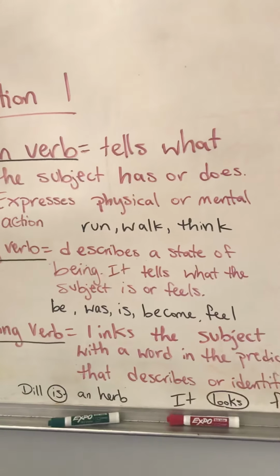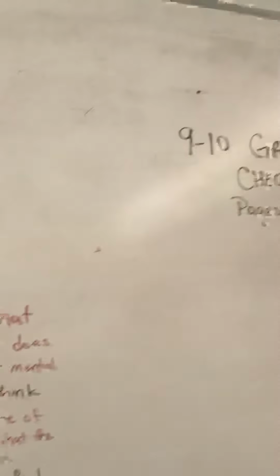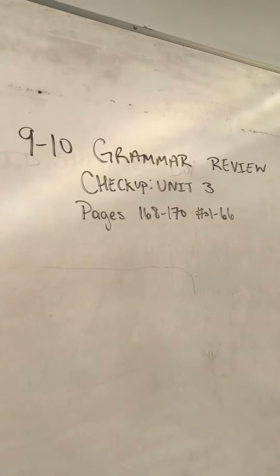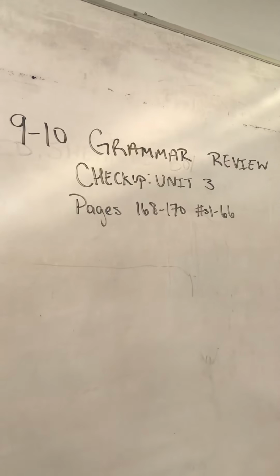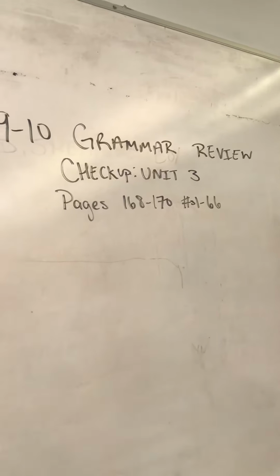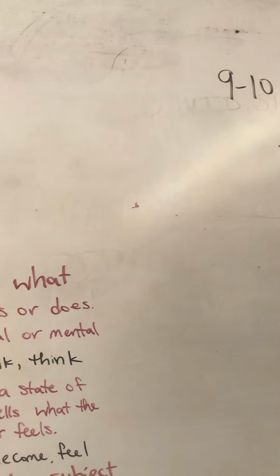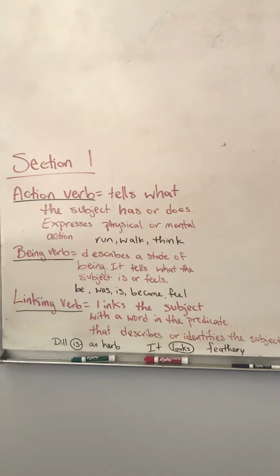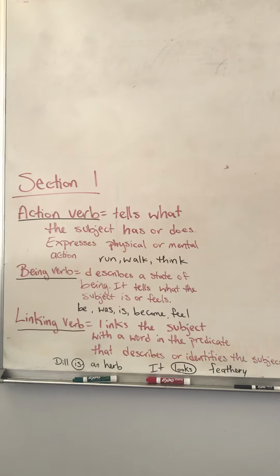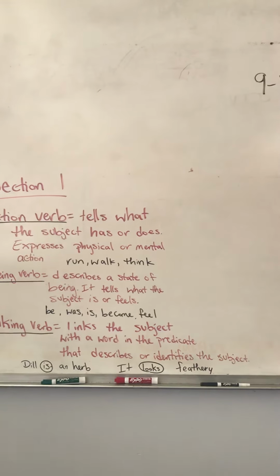Alright guys, we are on Unit 3 for our grammar review. We're on page 168 and we're doing numbers 1 through 66 for this section. We're doing all of them. So for section 1, I've listed our definitions. So we're working with kinds of verbs and verb phrases.